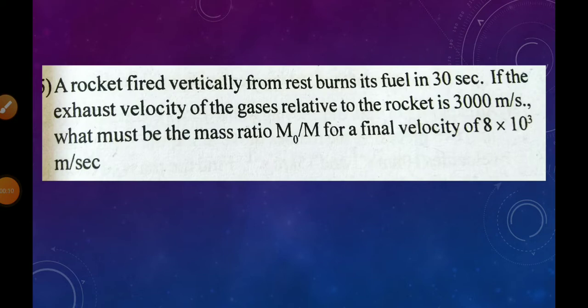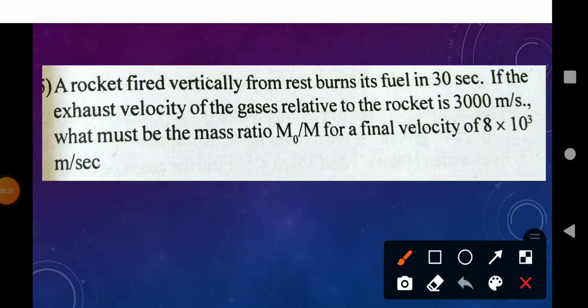So a rocket fired vertically from rest burned its fuel in 30 seconds. If the exhaust velocity of the gas relative to the rocket is 3000 meter per second, what must be the mass ratio for a final velocity of 8 into 10 cube meter per second? Okay, we know the equation.